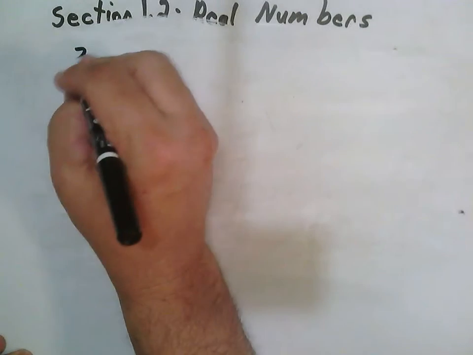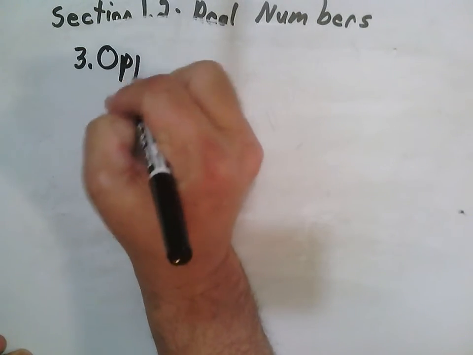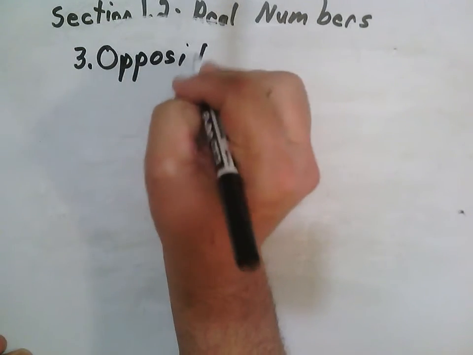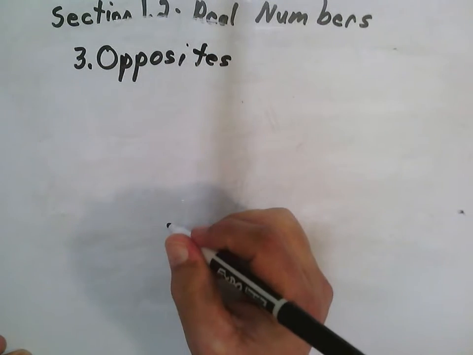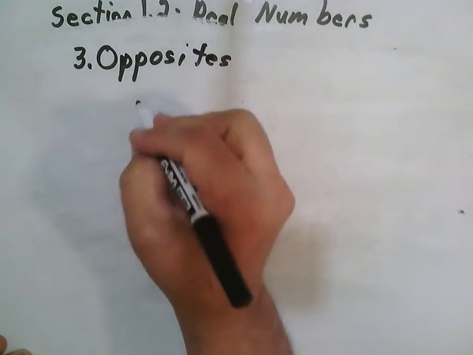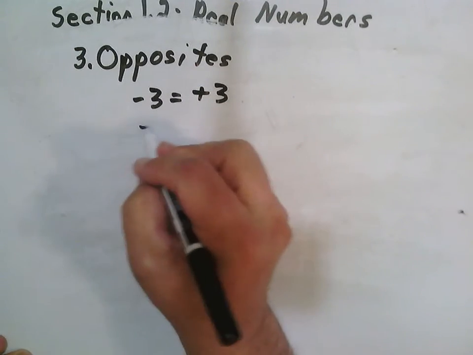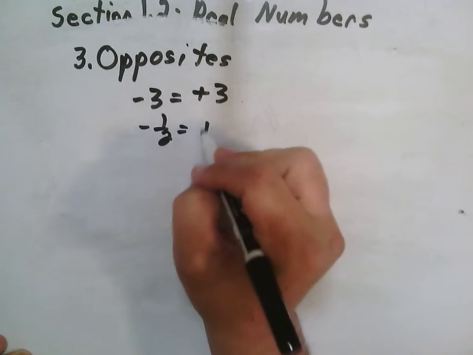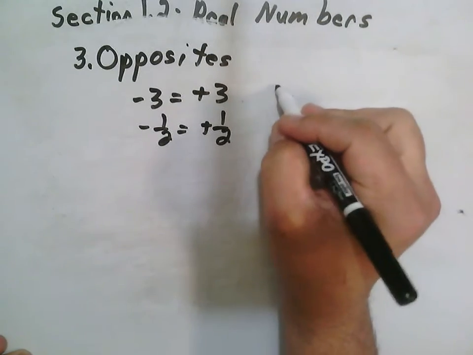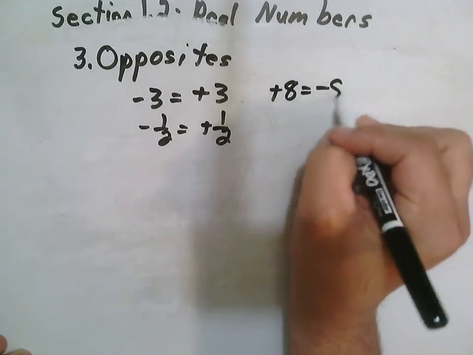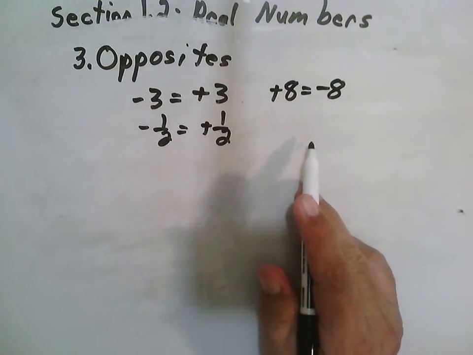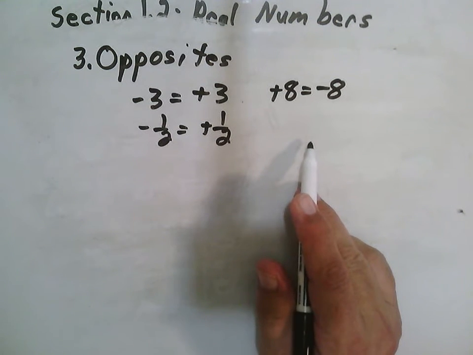So we also have opposites, and what opposites do is it allows us to solve certain things. So for example, every number has an opposite. So the opposite of negative 3 is just a positive 3. The opposite of negative 1/2 is positive 1/2. The opposite of positive 8 is just negative 8. So basically all you are doing is reversing the sign.